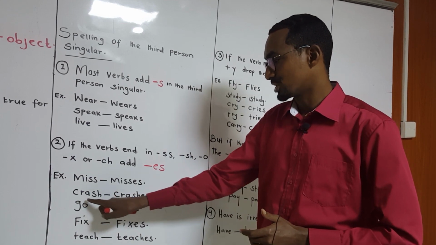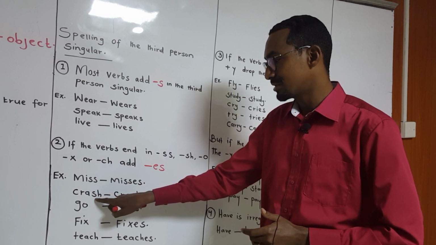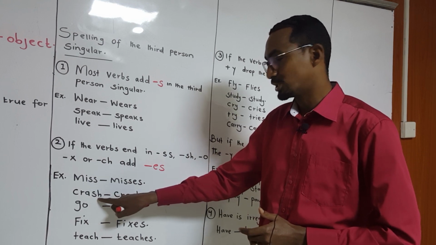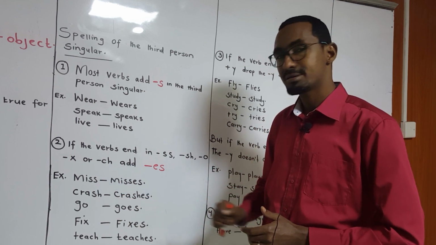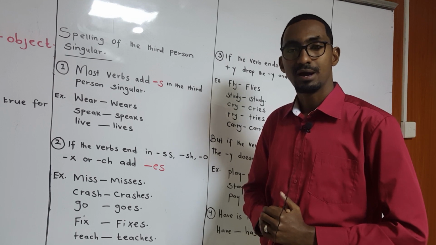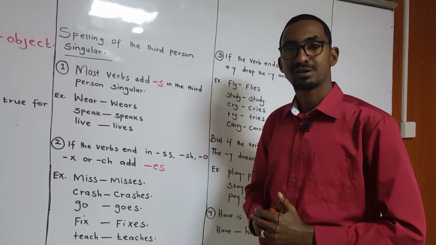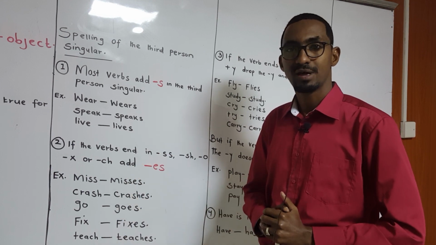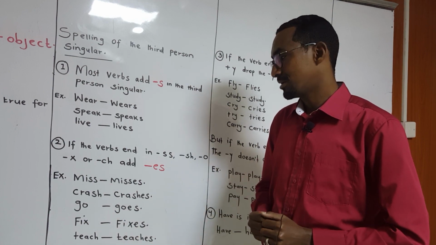Number 2, crush. This is a verb, crush, and it ends in sh. Very good. Then you add es, then it will become crushes. Okay? You can say it crashes. My computer crashes more often. You see that?